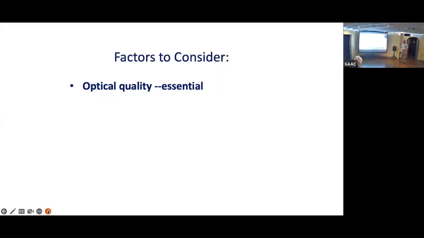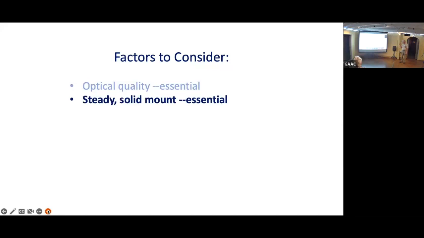So here are the factors you want to consider if you do buy a telescope. Essential, get one with good optics, so that when it's in focus, you don't get all this fuzzy stuff, or it looks like a pencil or something. It's a nice, sharp point of light when you look at the stuff.